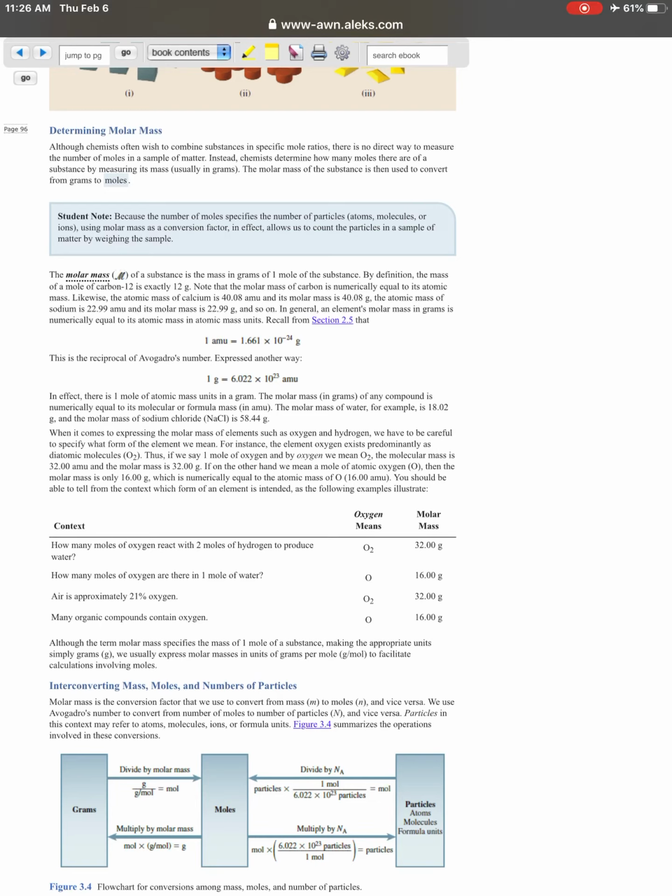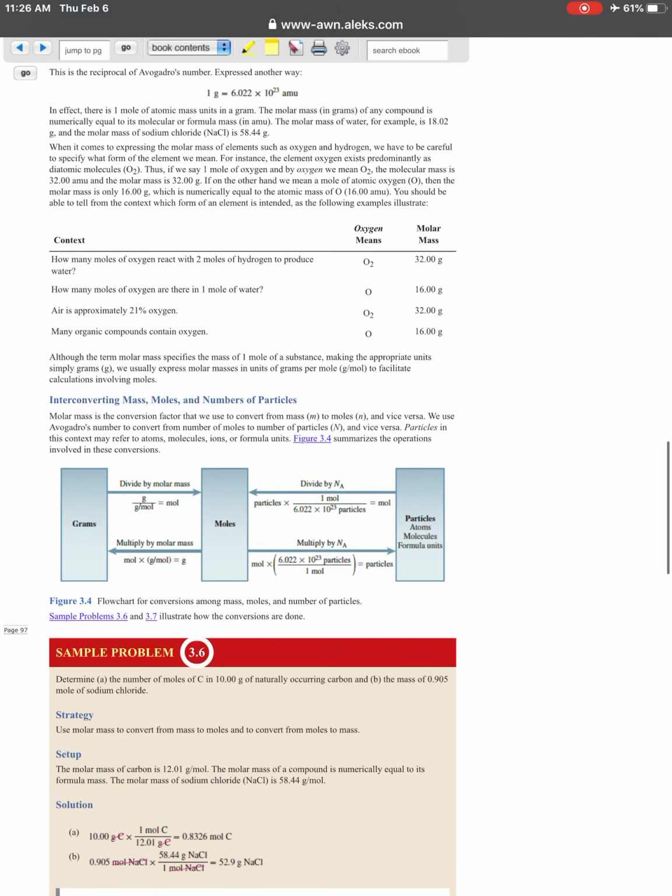However, one way of looking at it is to take the reciprocal of 1.661 times 10 to the minus 24 grams. If you take the reciprocal of it, what you get is the number of AMU in 1 gram instead of the number of grams in 1 AMU. So 1 gram is 6.022 times 10 to the 23rd AMU. Well, notice that's Avogadro's number. And so Avogadro's number, despite our discussion earlier, is really just a conversion factor between grams and AMU. That's really all it is. So now, let's take a look at how we use that.